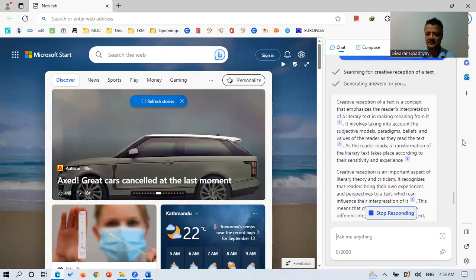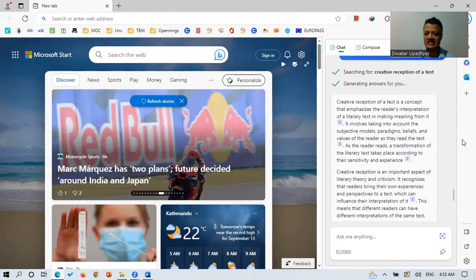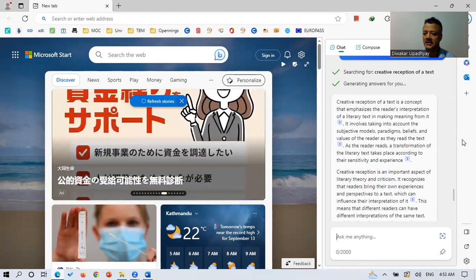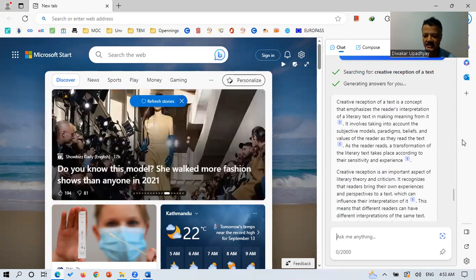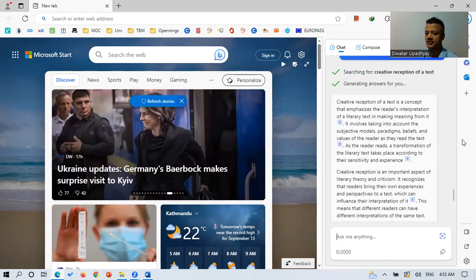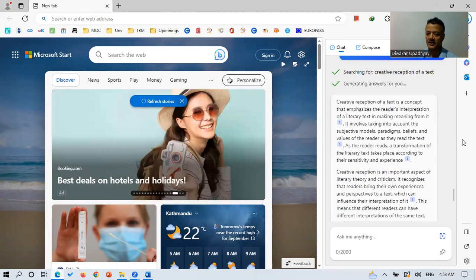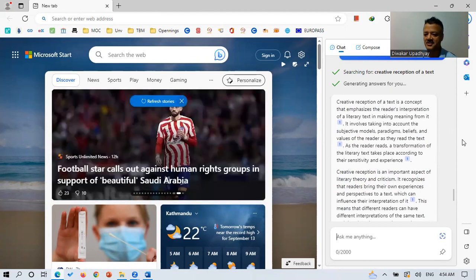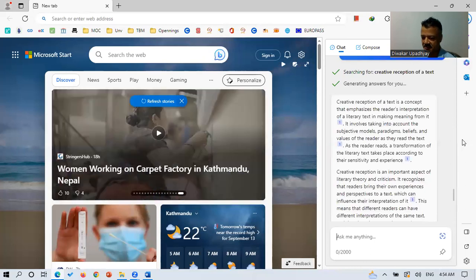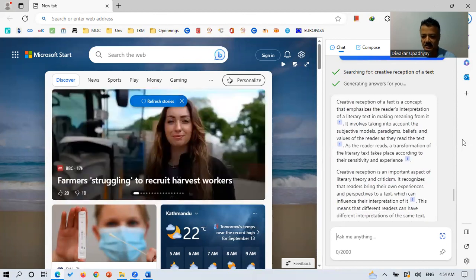Okay. Creative reception of a text is a concept that emphasizes the reader's interpretation of literary text in making meaning from it. So creative reception means you read a text, then you interpret its meaning, and you make its meaning, you understand its meaning. Creative reception involves taking into account the subjective models, paradigms, beliefs, and values of the reader as they read the text.